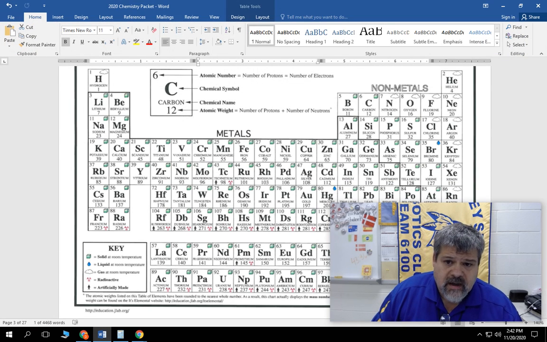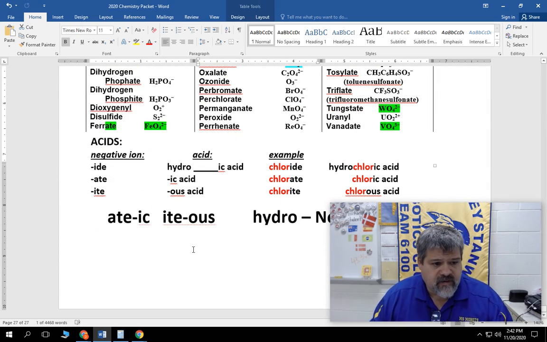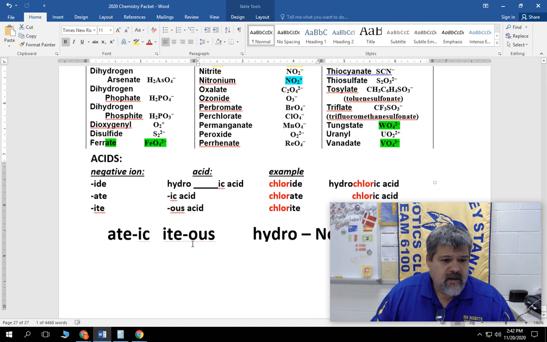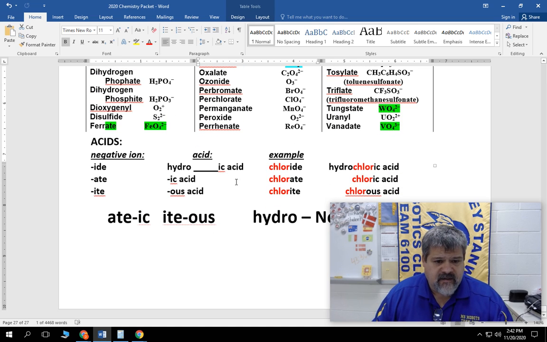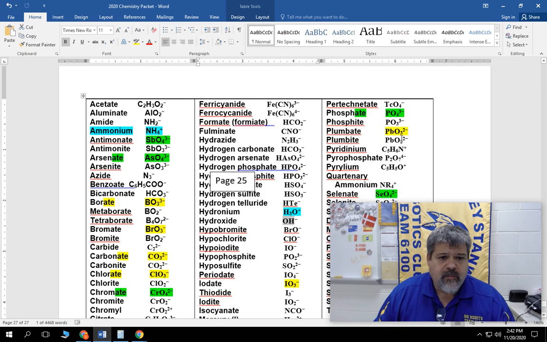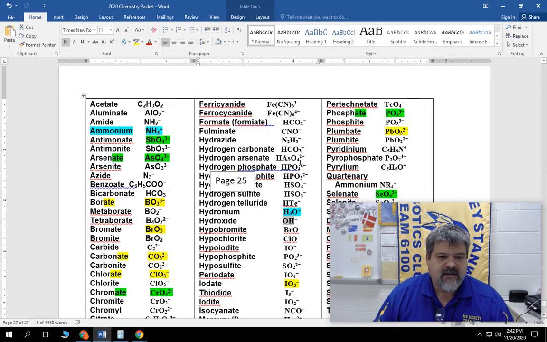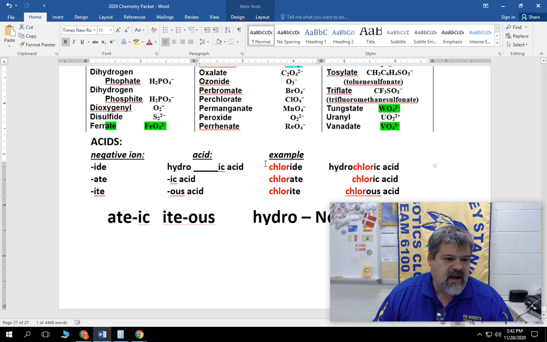So we're going to go to our packet. We're going to scroll all the way to the very end, and we're going to notice one thing. This down here at the bottom, ate-ic, ite-ous. This is how we do acids. Okay, now we had PO4, right? So PO4 is phosphate. So let me just really quick double check that. PO4, so it is phosphate. Now if we go down to the name, we're going to say ate-ic. So if it ends in ate, we're going to change the ending to ic.